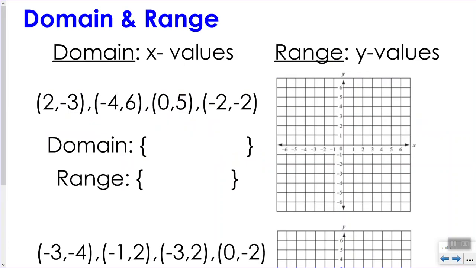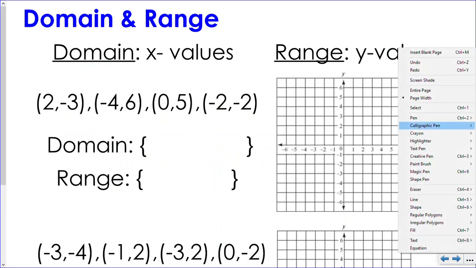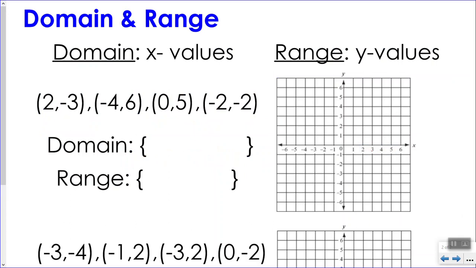So the first type of relation that we're going to look at is just a set of ordered pairs. And again, like we said in the last lesson, we always want to remember that domain is x values and range is y. This is the absolute most important takeaway from this lesson, because if you flip those, you're going to have a lot of problems.